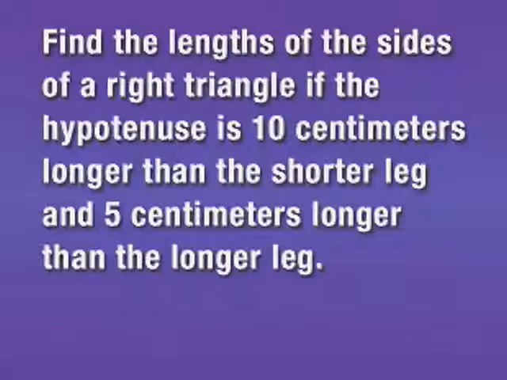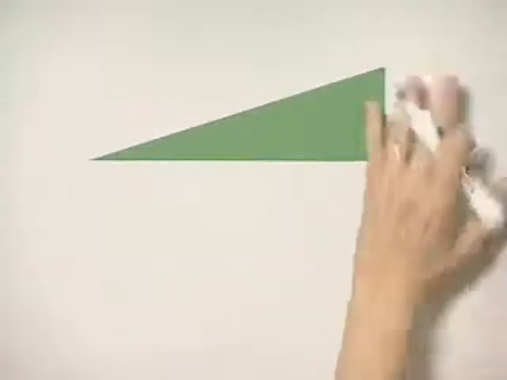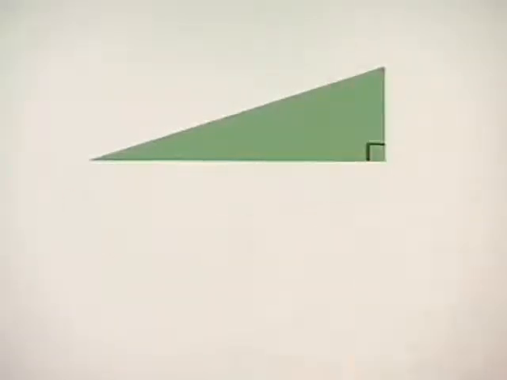Find the lengths of the sides of this right triangle if the hypotenuse is 10 centimeters longer than the shorter leg and 5 centimeters longer than the longer leg. Now notice I just have a generic right triangle drawn here. I do not know if it's to scale or not, but it will work as our diagram. So we want to find the lengths of the sides of a right triangle.